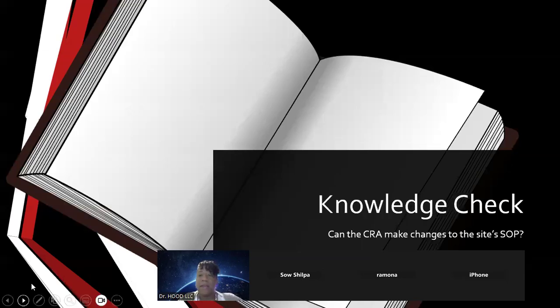Can the CRA make changes to the site's SOP, especially if they found that they don't really agree with the protocol? Can the CRA make those changes? Anybody?